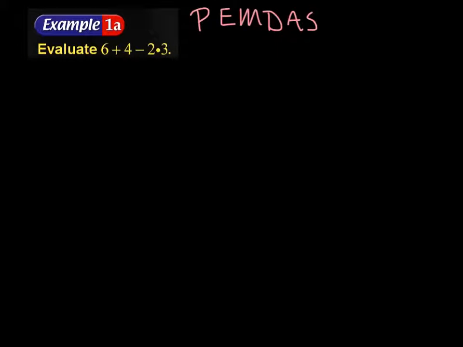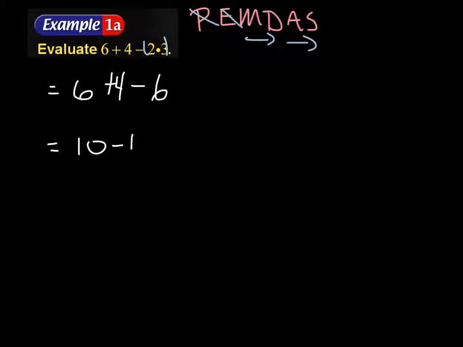This expression doesn't have any parentheses or exponents, so we get to look first for our multiplication and division. Okay, and I do have one multiplication. I have 2 times 3. And then I'll do addition and subtraction moving from left to right. So I'm just going to copy down the 6 plus 4 for now, because that's an addition, minus I have to do any multiplication and division first, so 2 times 3 is 6. Now I can just move from left to right. So 6 plus 4 is 10, minus 6 is 4.